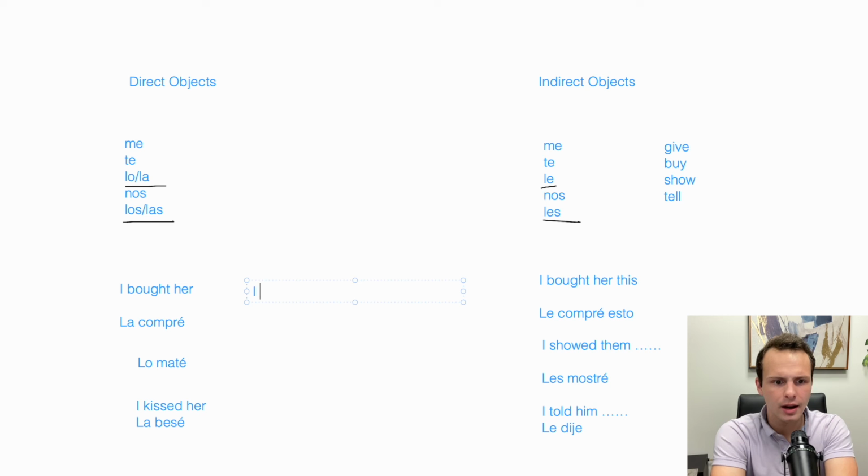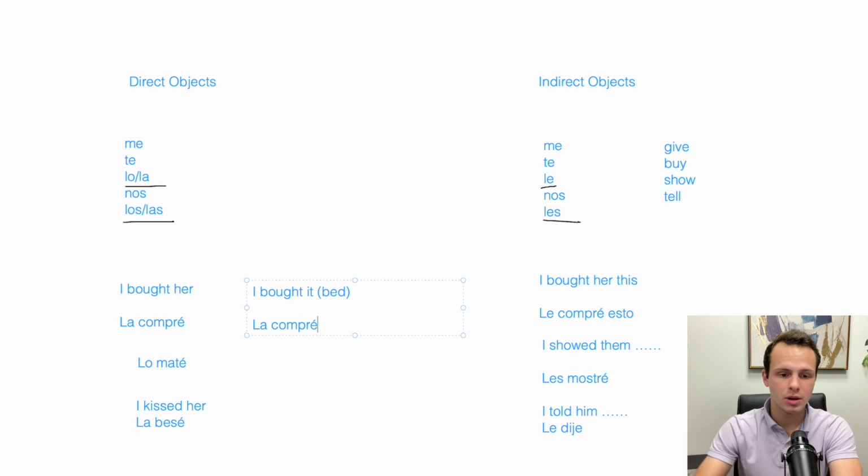Like if I say I bought it and I'm referring to a bed, it would be la compré, because bed is a feminine word and I directly bought the bed, right? So if I directly bought it, just like I directly bought her, again, I know it's a weird example, please don't cancel me for it. So I've got I bought it, la compré, right? And I directly bought the bed.